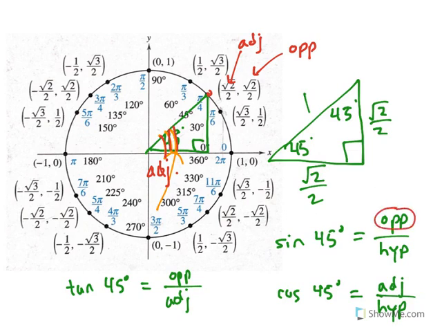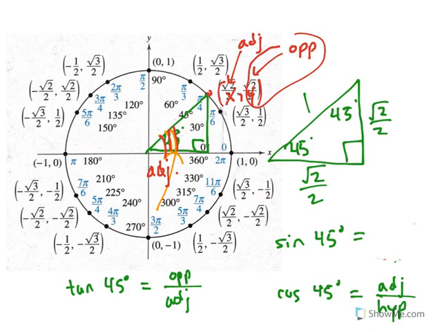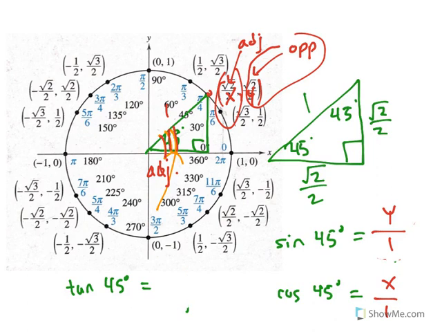And we know sine is opposite over hypotenuse. So if you want to think in terms of x and y coordinates of points on the unit circle, then sine of 45 degrees would be opposite over hypotenuse, but that would be opposite is y over the hypotenuse, which is 1, because we have the unit circle. Cosine of 45 degrees would be adjacent over hypotenuse, but the adjacent side, when you think in terms of the unit circle, becomes the x coordinate. So it's going to be x over the hypotenuse, or x over 1. And the tangent would be opposite over adjacent. So when you think in terms of the unit circle, it would become y over x. So this is in fact how we define the three trig functions sine, cosine, and tangent using the unit circle.